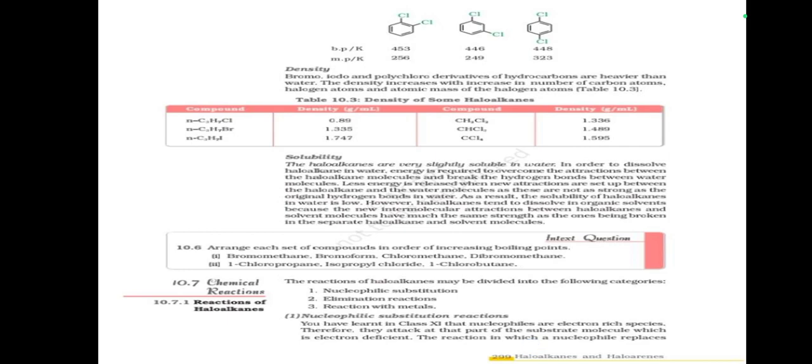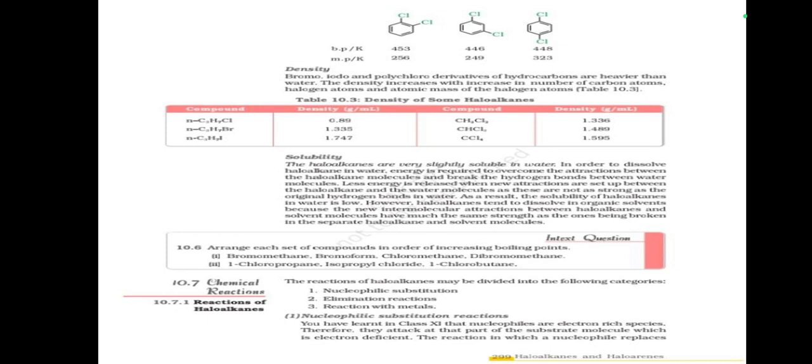Density: bromo, iodo and polychloro derivatives of hydrocarbons are heavier than water. The density increases with increase in the number of carbon atoms, halogen atoms, and the atomic mass of the halogen atoms. Table 10.3: density of some haloalkanes.